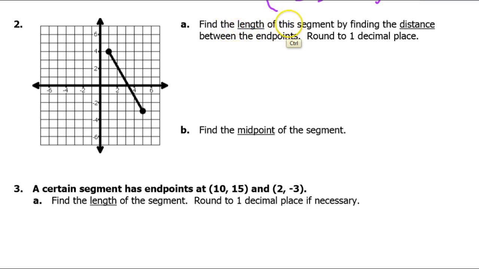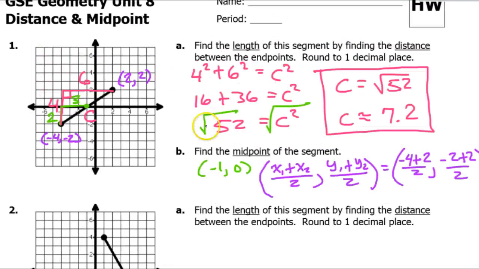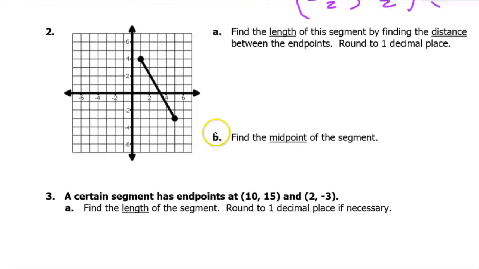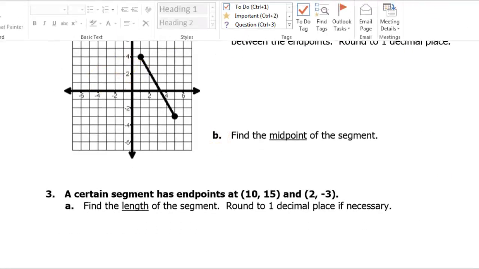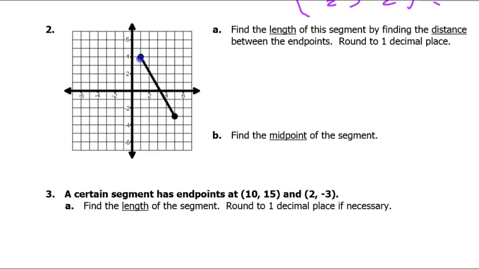Moving on to number 2. Find the length of the segment by finding the distance between the endpoints. Round to 1 decimal place. Again, if they give me the graph, the easiest thing to do is just to use the Pythagorean theorem. So I'm gonna do that again. So again, I'm going to draw my triangle by drawing the rise and run. And the length of the vertical side of the triangle, let's see, that's 4 and 3, so this is 7. And the length of the horizontal part of the triangle is 4.